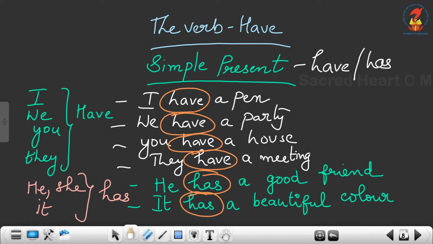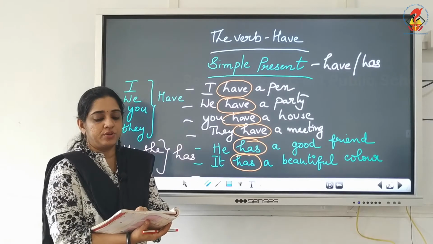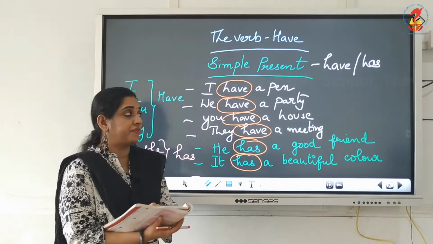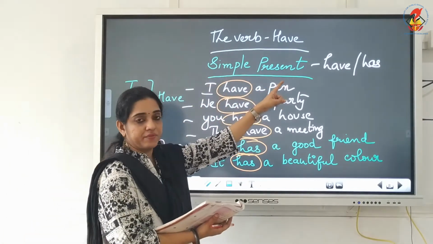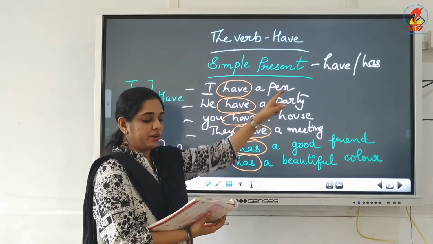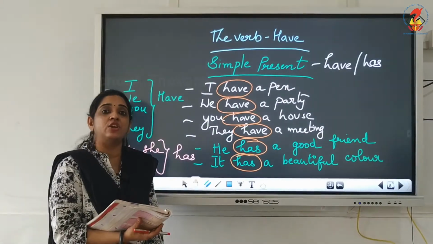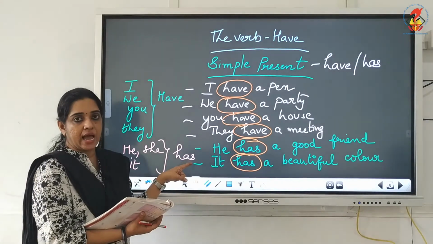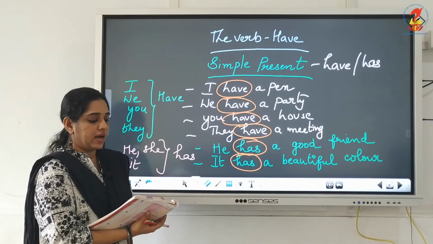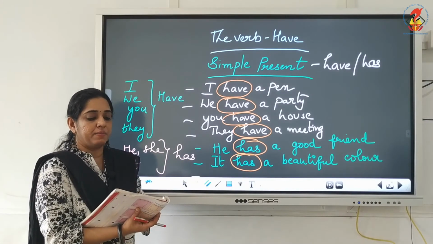So, Sonia dash a diamond ring. You have to use the simple present tense of have. Which one do you have to use? Sonia means singular, one person, is it? So, for singular we use has. Sonia has a diamond ring.